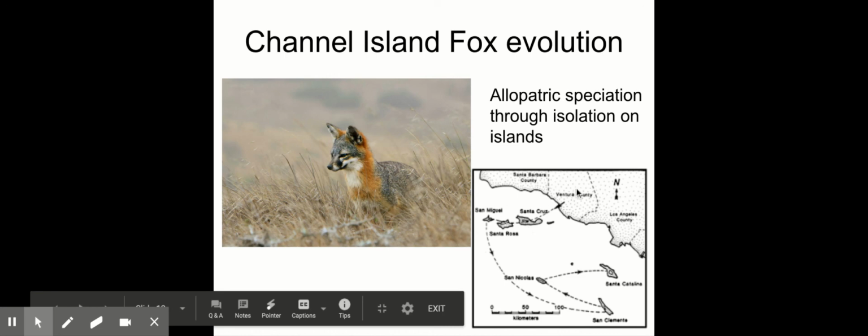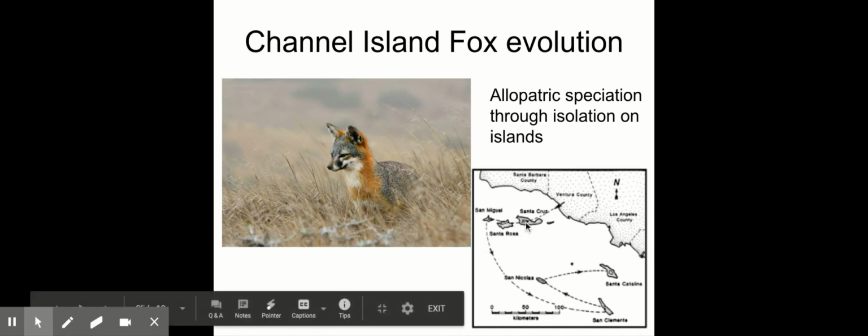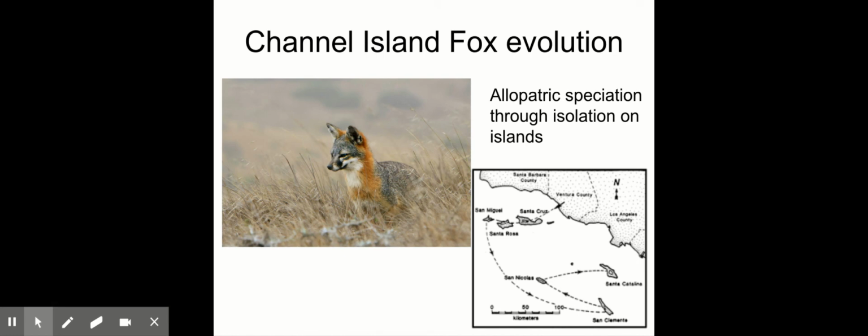But once they became isolated from the mainland gray fox population, then the population of foxes that were isolated out on these islands began to evolve differently. And one way that they evolved differently was through selection for smaller body size. On the island, there aren't as many plentiful resources, and this is a common thing that populations of species that get isolated on islands evolve to have a smaller body size. And that happened with these foxes, and now they are a different species through allopatric speciation.